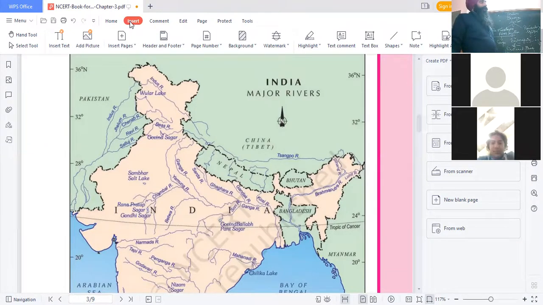Jalandhar lies in the Bist Doab, B-I-S-T, between the Bias and Satluj rivers: B-I for Bias, S-T for Satluj. The districts of Punjab which lie in the Bist Doab are Pathankot, Hoshiarpur, Jalandhar, Kapurthala, and Nawanshahr.